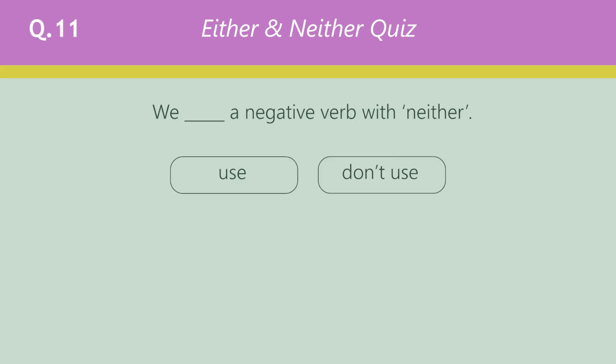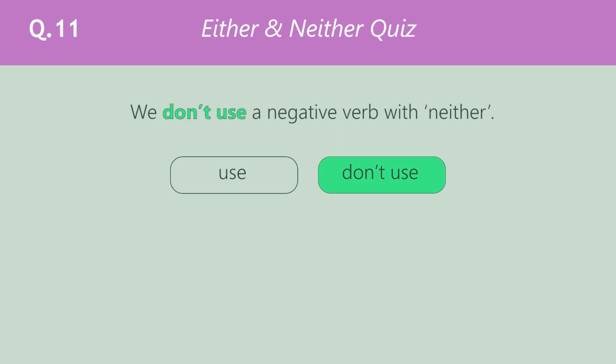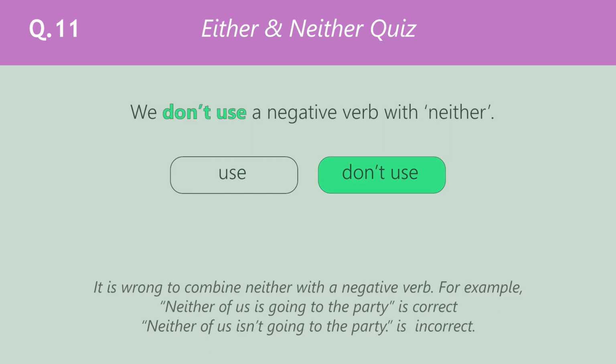Question 11. We don't use a negative verb with neither. It is wrong to combine neither with a negative verb. For example, neither of us is going to the party is correct. Neither of us isn't going to the party is incorrect.